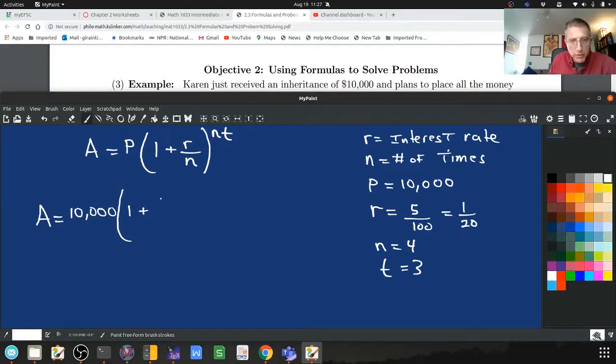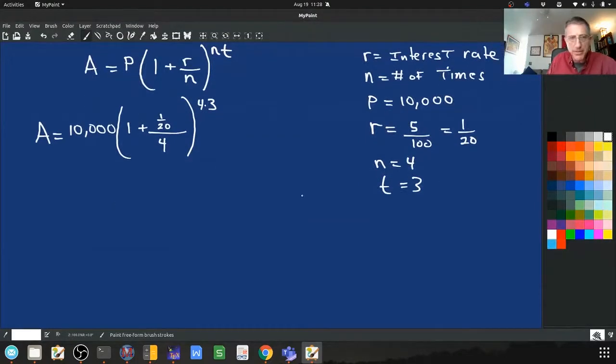r is 1/20, and that's divided by n, which is 4. And n again, that's n up there, that's 4, and t is 3. So now all we're going to do is simplify. The first thing I'm going to do is simplify the exponent. What is in parentheses is the base to our exponent. So A is equal to 10,000 times (1 plus 1/20 divided by 4) raised to the 12th.